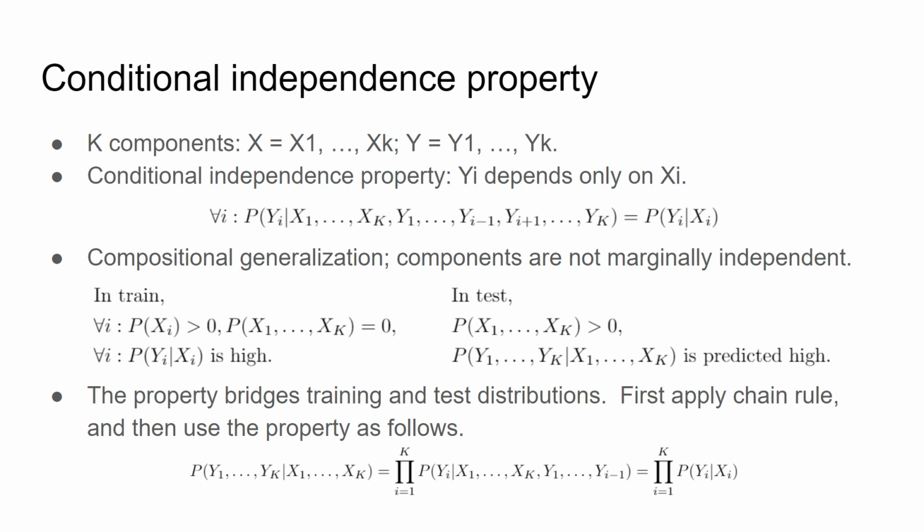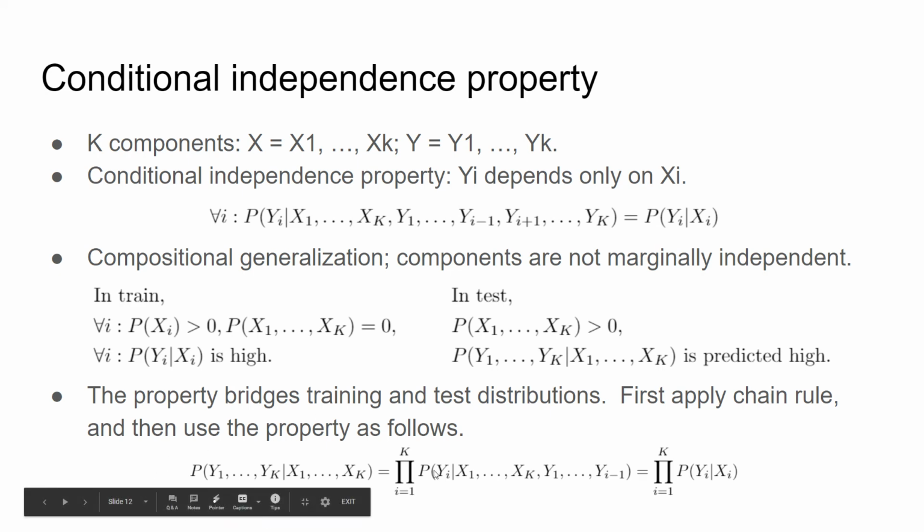Note that training and test input distributions are different. The conditional independence property bridges training and test distributions. We first apply chain rule and use conditional independence property. When each of the terms is high, then their product is also high, so the predicted conditional probability in test is high.